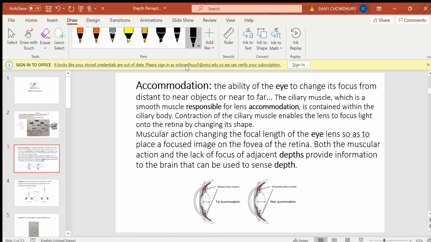Okay, and when you move the object closer, then the two eyes move in the nasal direction, that means inwards towards each other, although they are moving in opposite directions. And that is called convergence.